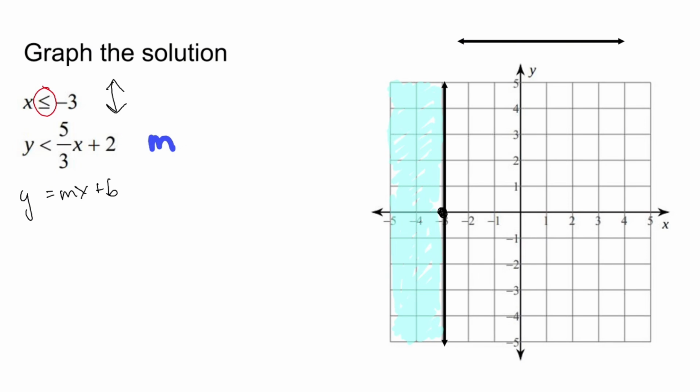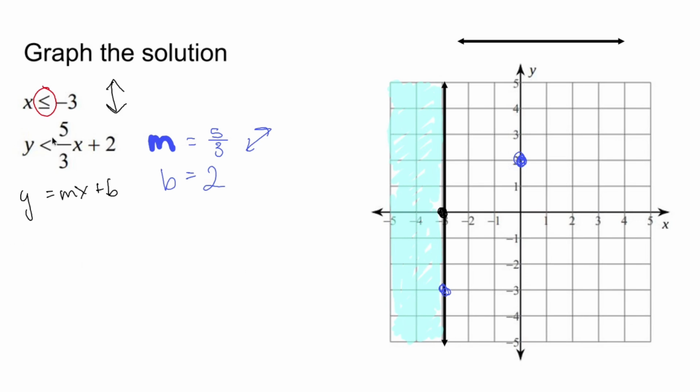So here my slope is 5/3, positive 5/3 is going to look like this, and my y-intercept is going to be 2. So we'll start out at 2. We'll go up 5, right 3, so up 1, 2, 3, 4, I can't do it. Down 1, 2, 3, 4, 5, left 1, 2, 3, put a dot, down 1, 2, 3, I'm out of space.